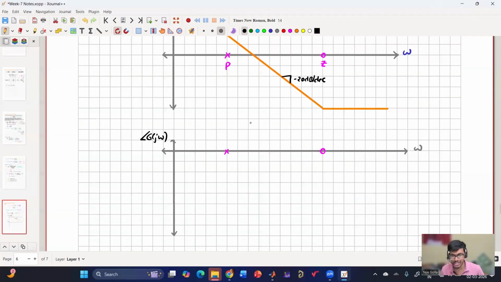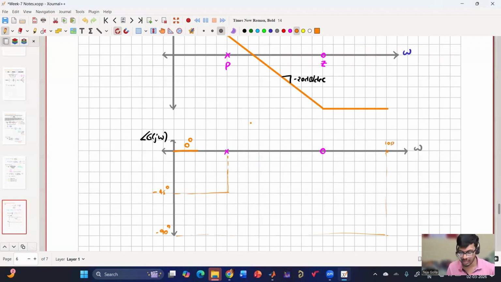What will happen is, say pole and zero are not too far, but relatively closer. Then it will initially start with 0 degrees. And then at the pole, it should hit minus 45 degrees. This we have studied last time. And then 10 times the pole, say 10 times the pole is here, this is 10p, there it should hit minus 90 degrees.